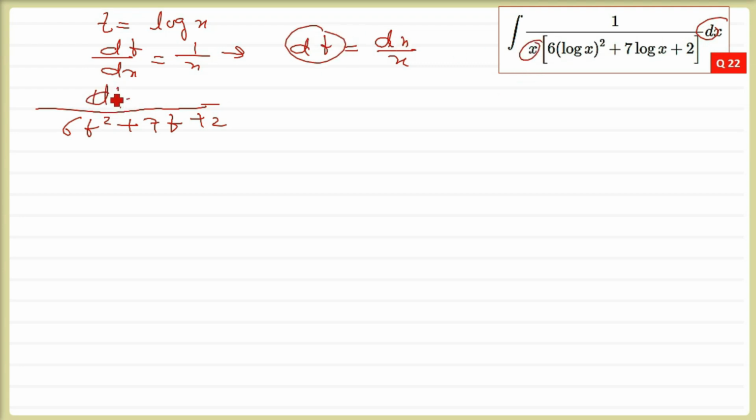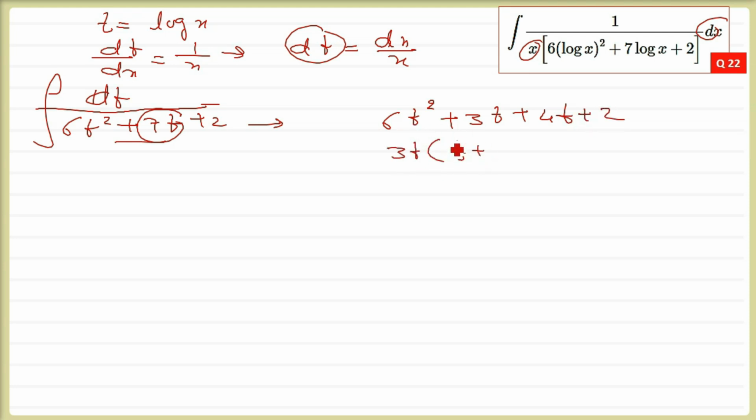So this dt, this is integration. Eventually you have to integrate this denominator, which is 6t² + 7t + 2. This can be written in the form of factors. It will be 6t² added with 3t and then 4t along plus 2. Now take this 3t outside, you will get (t + 2)(t + 1)... then you can take 2 outside, again 2t + 1 will come. So the factors will be 3t + 2 and 2t + 1.